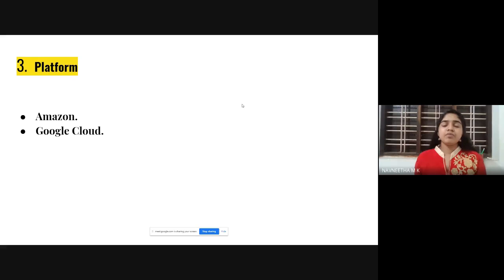Platform. A platform is also used for developing machine learning algorithms. Most of the platforms are free to use. For example, the commonly used platforms for developing machine learning are Amazon and Google Cloud.